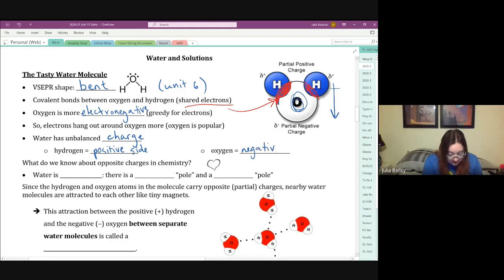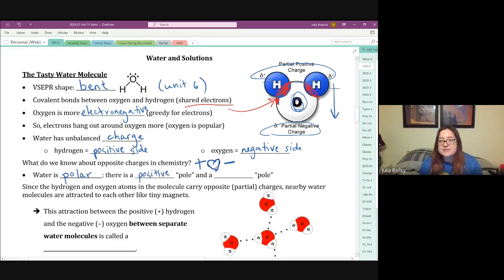It's not fully positive and negative. It's just sort of a tendency. Think of it though like a magnet, where like a north and a south side of a magnet, you've got a positive side and a negative side of a water molecule. So what do we know about opposite charges in chemistry? We know that positives and negatives attract. They're very attracted to each other. This means that water is polar. There is a positive pole and a negative pole.